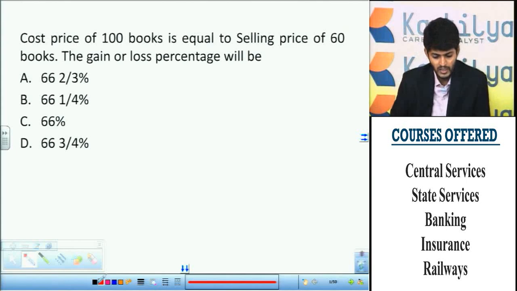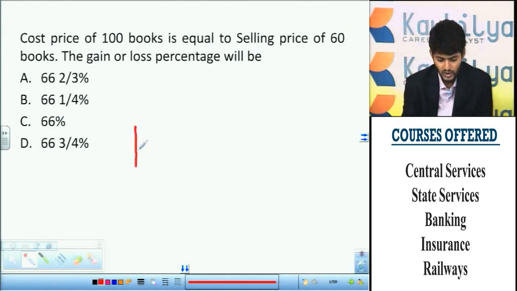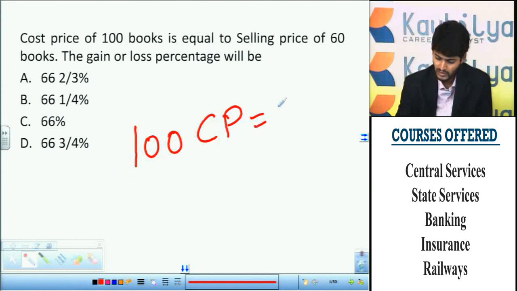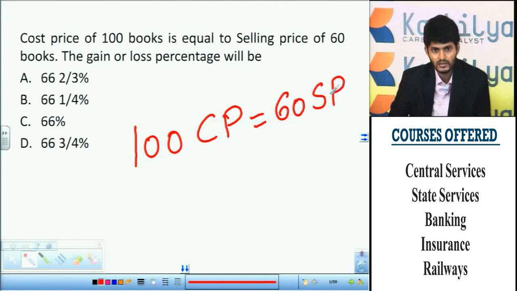In this problem, he is speaking about the cost price of 100 books being equal to the selling price of 60 books, right? He is asking us to ascertain whether this will result in a profit or a loss, and by how much percentage. Whenever we are dealing with problems like this, it is very important that we know the formula for calculation of profit and loss. In such problems, always take the ratio of selling price to cost price.